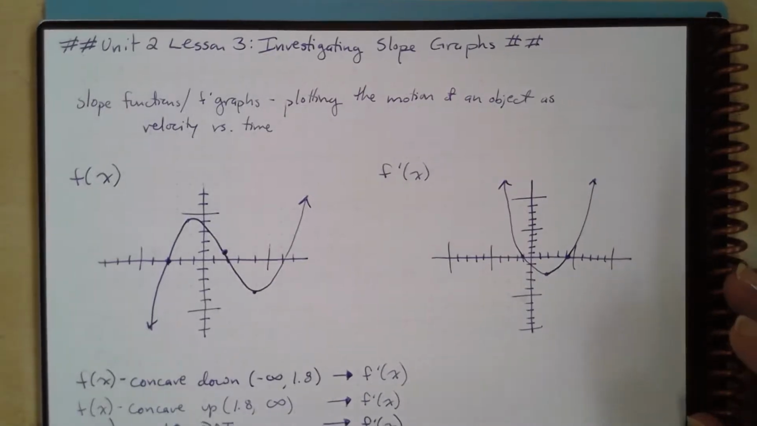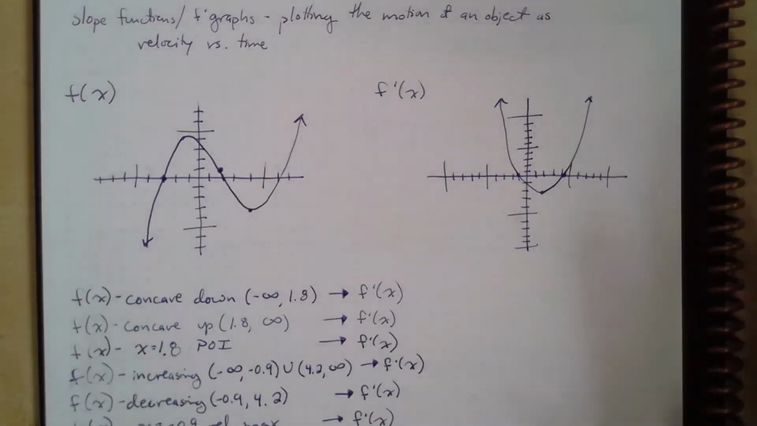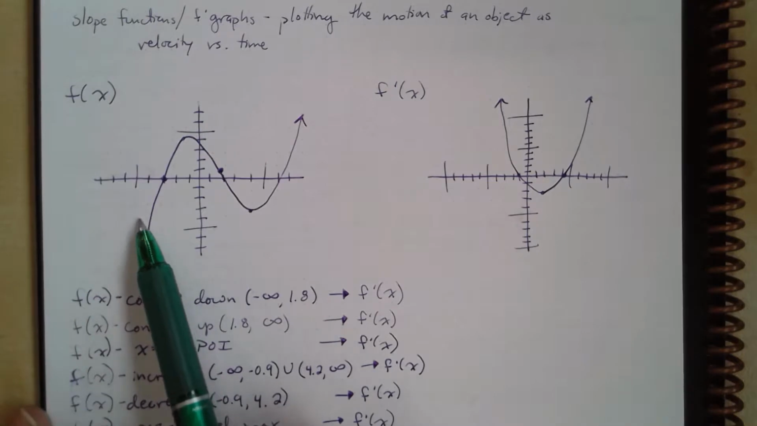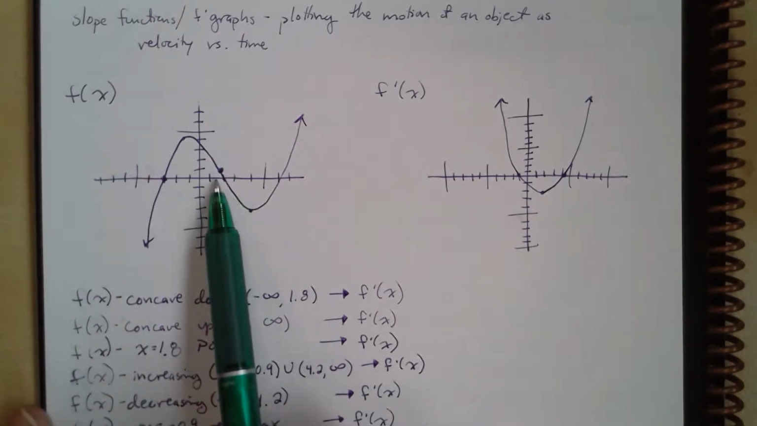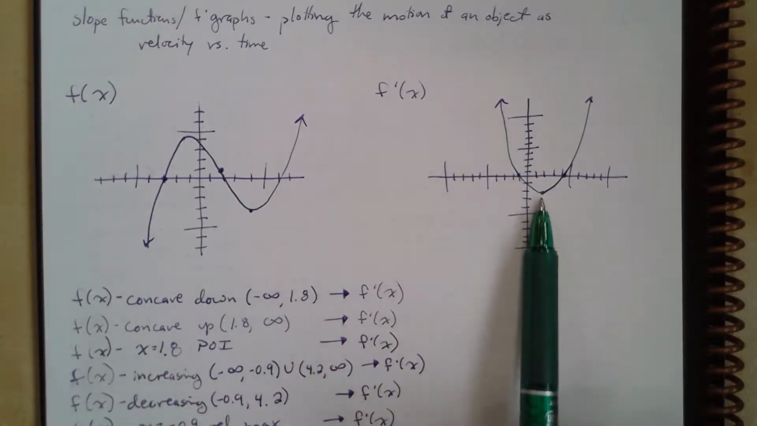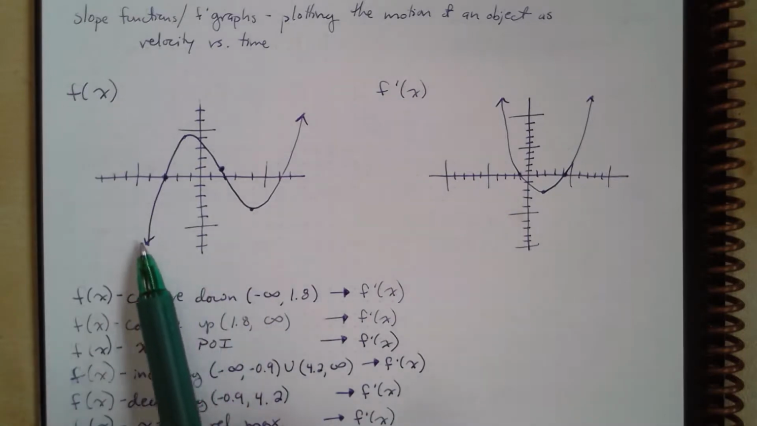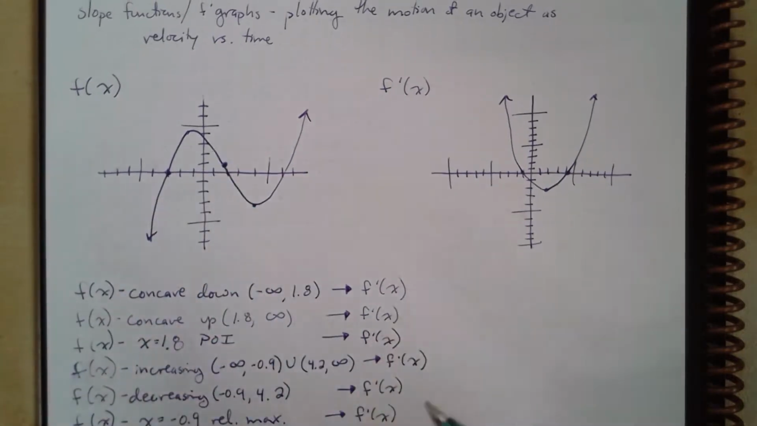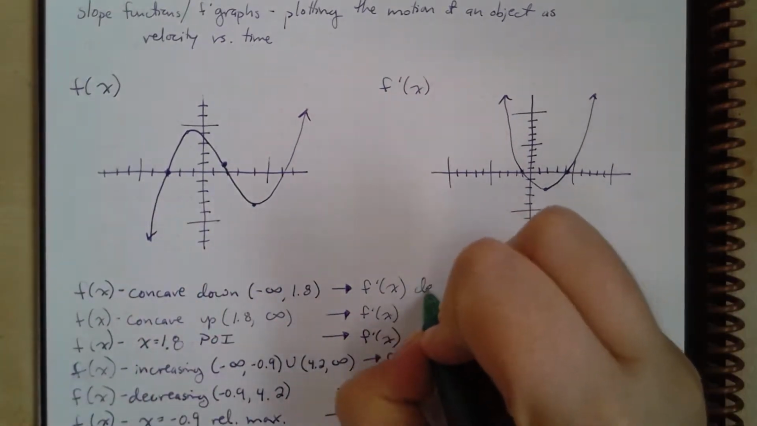I just kind of want to look at this and make some comparisons. So the first thing that we can notice here is that f of x is concave down from negative infinity to 1.8, which is about here-ish, right? And what's going on here? Well, from negative infinity to 1.8, this is decreasing. So f of x is concave down and f prime of x is decreasing.